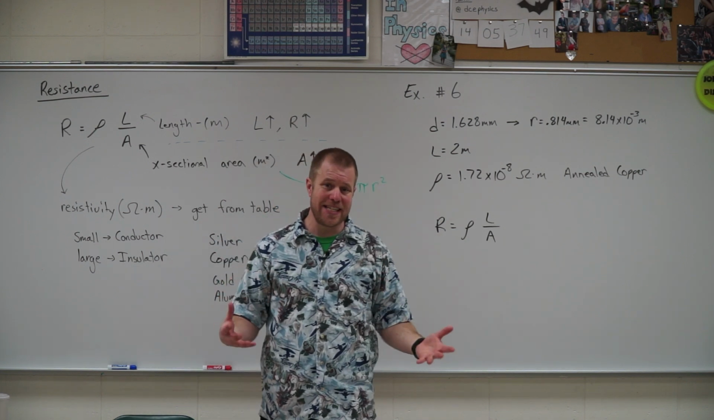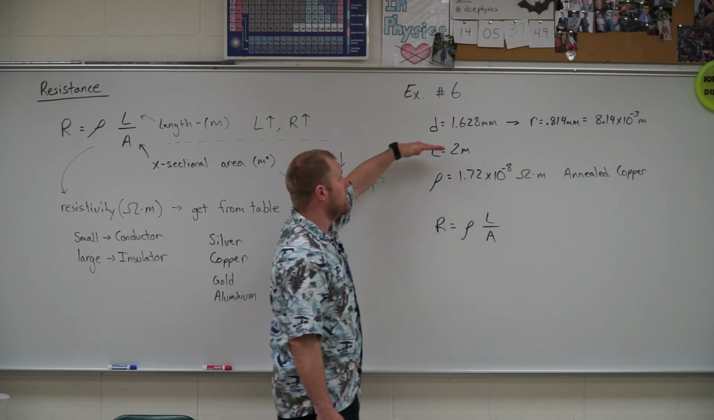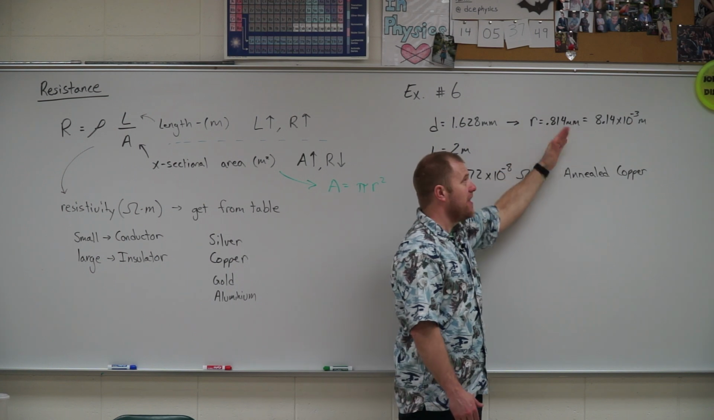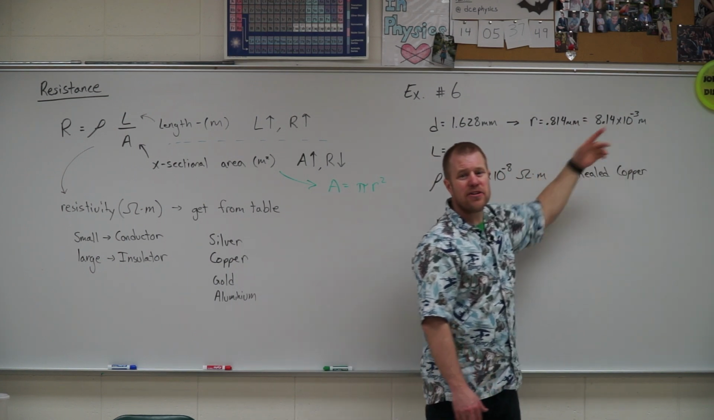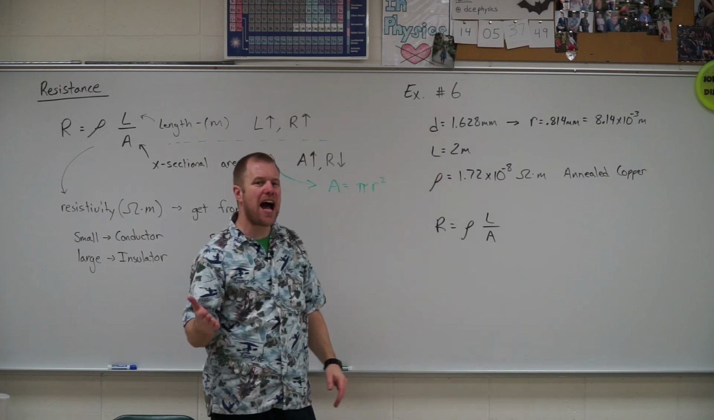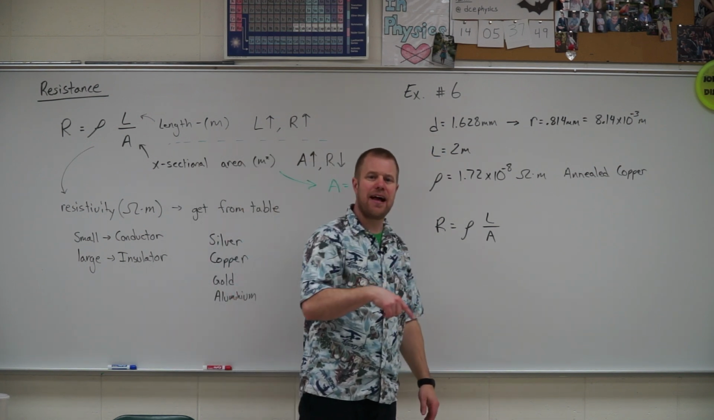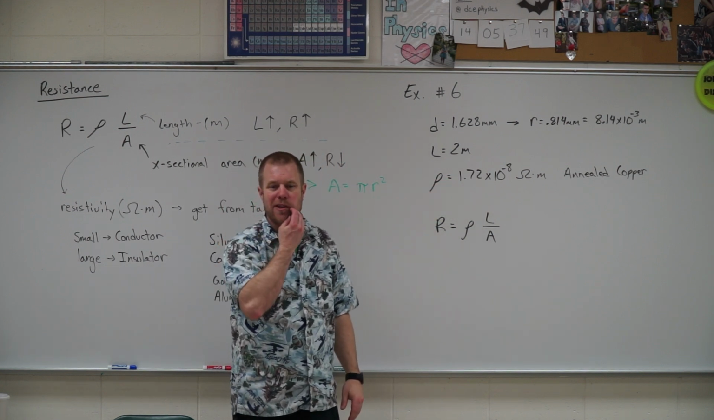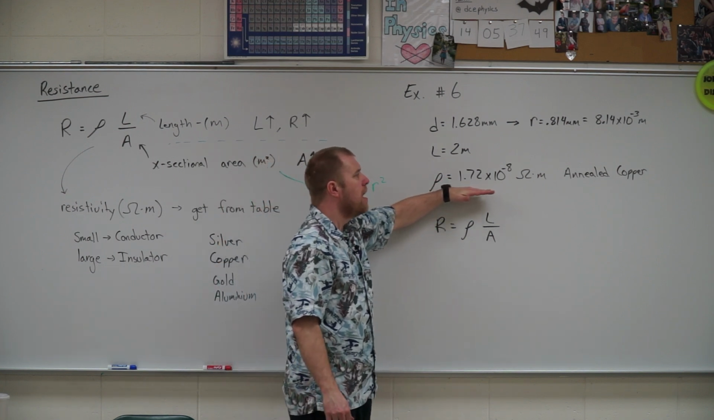So we have that 14 gauge wire. It tells us the diameter. Of course, we're going to need to change diameter to radius, and then we're going to need to get millimeters to meters. It also tells me the length of that wire, 2 meters, and it tells me it's a copper wire. So I need to look up online the resistivity of copper. I'm going to give it to you in the homework, though, so don't worry about looking that up for the homework.